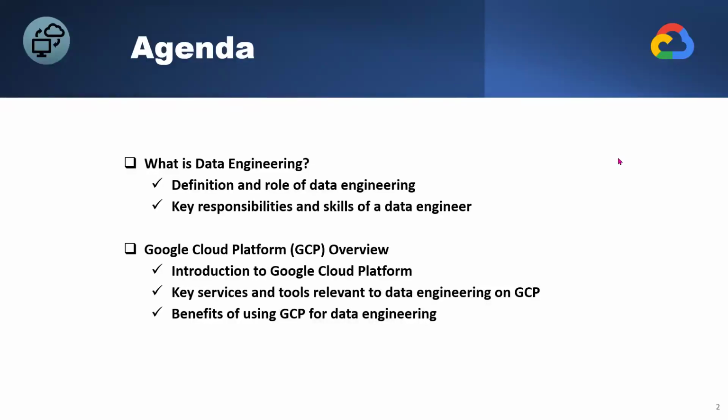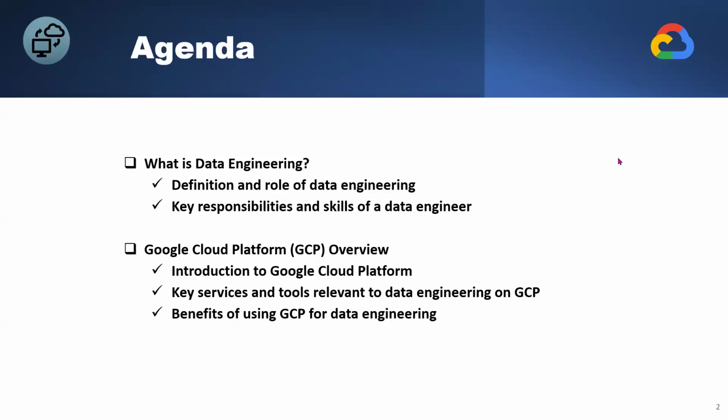What are the key services and tools that we are going to learn on Google Cloud Platform, we are going to tell you. And I will also tell you, some people might have a doubt, saying that we already have cloud platforms like Azure and AWS. So why Google Cloud Platform? The benefits of using Google Cloud Platform, I will also try to tell you.